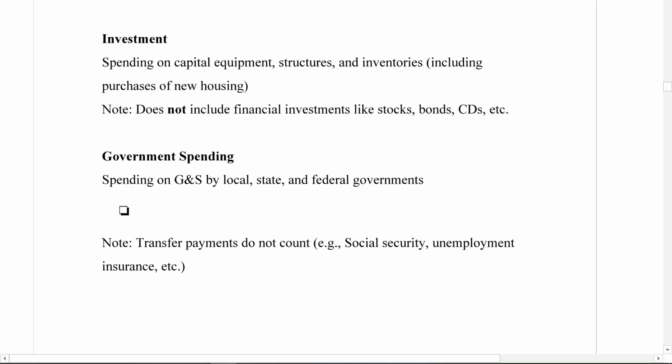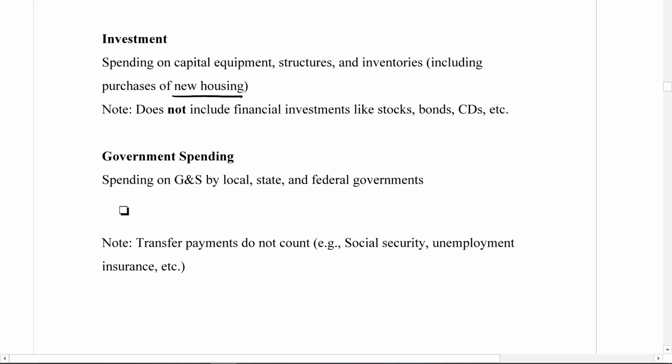Investment is the spending or the purchasing on capital equipment, structures, and inventories, primarily by firms, but also the new housing that we talked about from consumption. So this is a consumer purchase, but it gets counted within investment. Okay, because it's a structure. So here we're talking about machines, buildings, factories, warehouses, large equipment, things like that. And generally, again, it's primarily business spending.